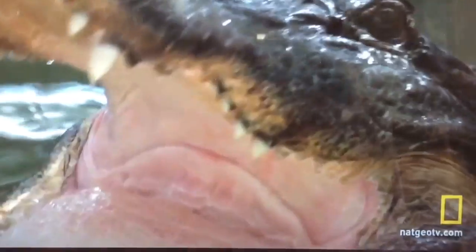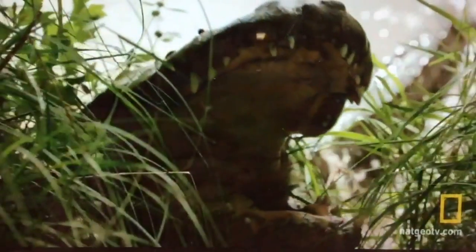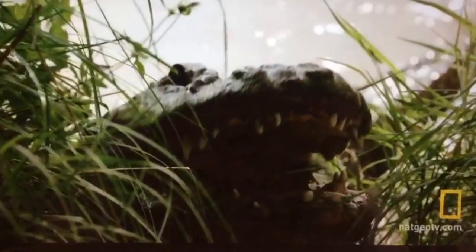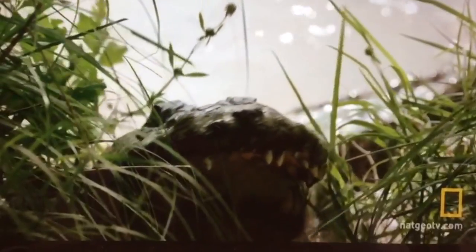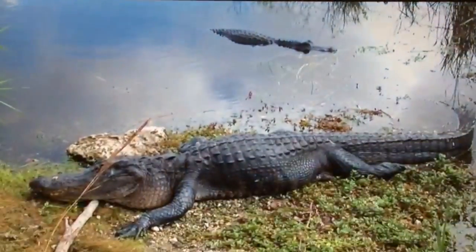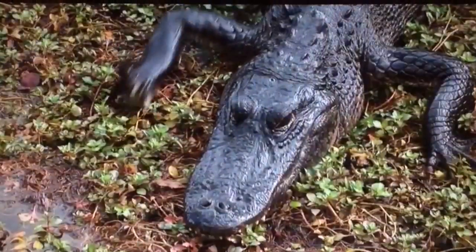The reptiles were hunted close to extinction. After they were listed under the Endangered Species Act, hunting was prohibited and their habitat was protected. The species has made a dramatic recovery and was removed from the endangered species list in 1987.